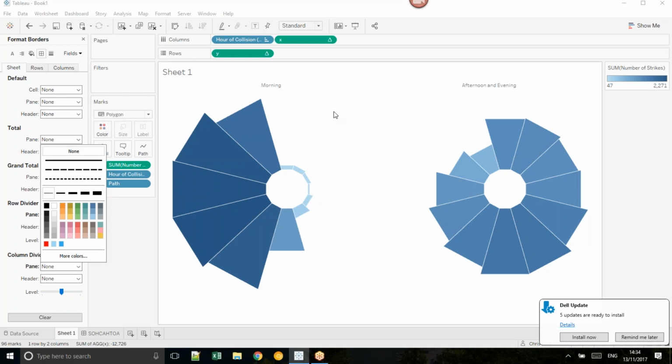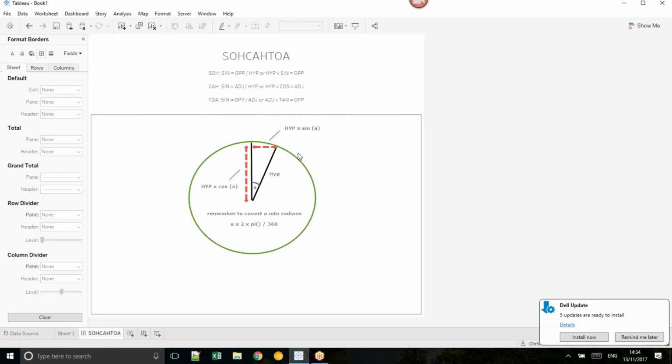I hope that makes lots of sense to you. I hope that I've been able to explain it in a way that you understand. The functions aren't too difficult. They're just the distance you want to move out multiplied by the sine of the angle and the cos of the angle. You just need to remember to convert to radians.